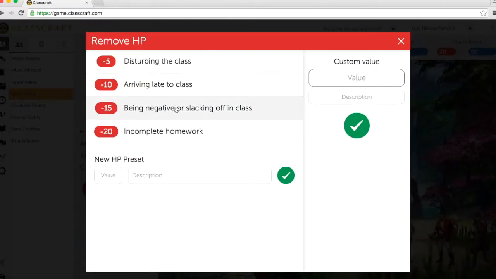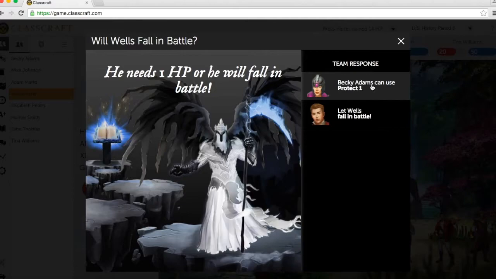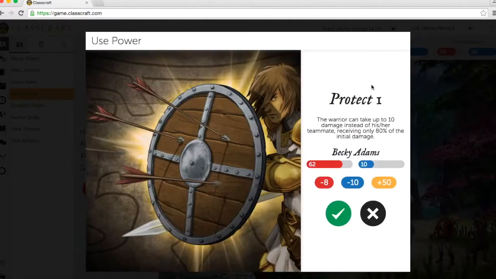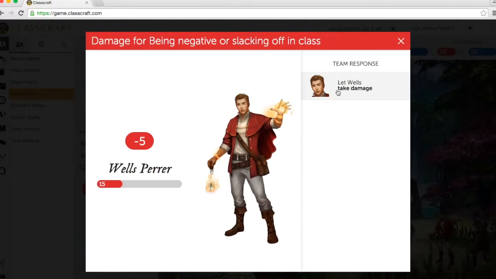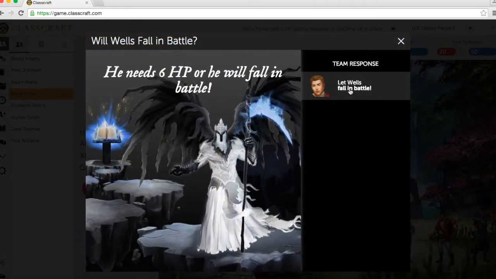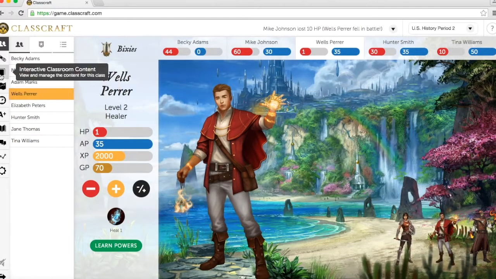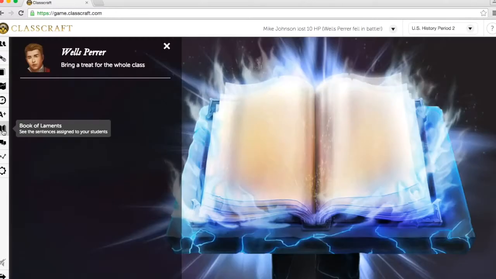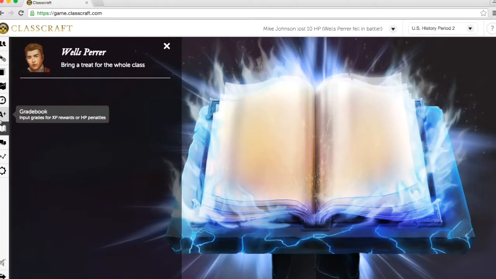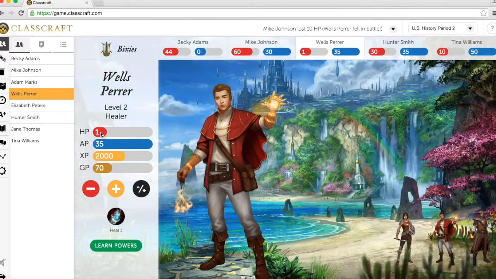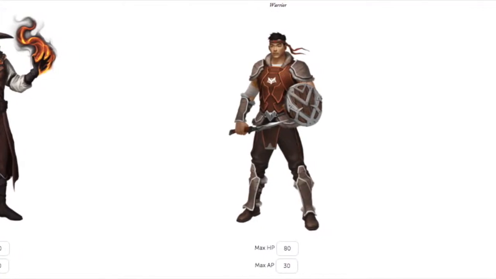When a student drops to 0 health points, 2 things can happen. Number 1, a teammate can use a power to save them if they're able to. Number 2, the student falls in battle. This automatically results in a randomly selected punishment from a list that the teacher creates. This student's punishment is then recorded in the Book of Laments, a teacher record book, until they have completed their punishment. The student comes back to life, but only with 1 health point, which makes falling in battle again very possible. Next, we're going to talk about avatar classes.